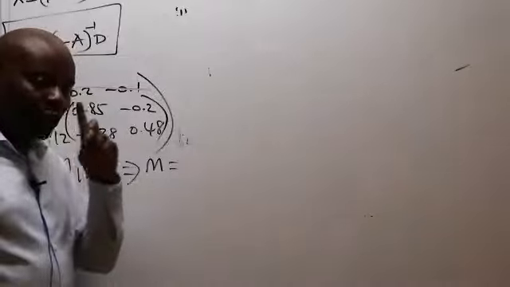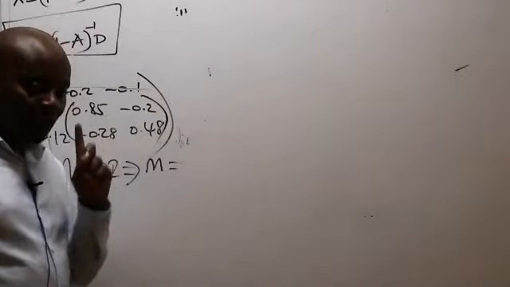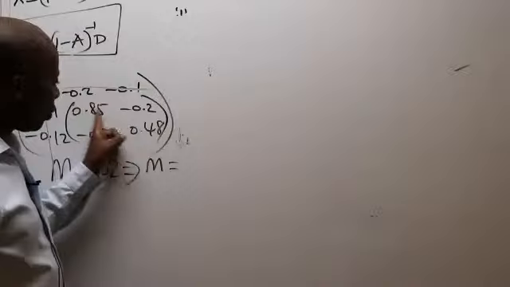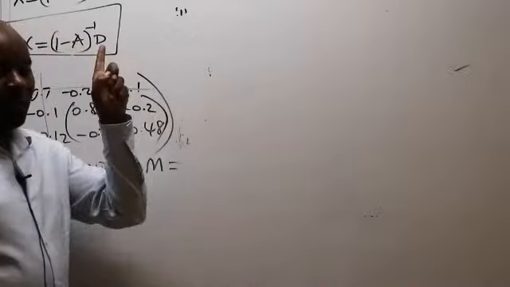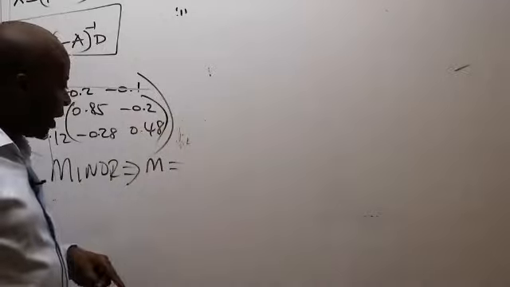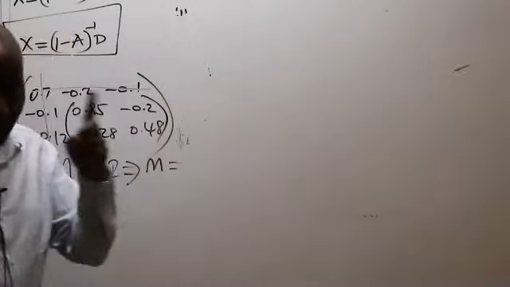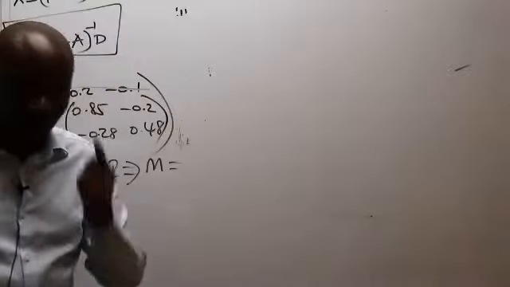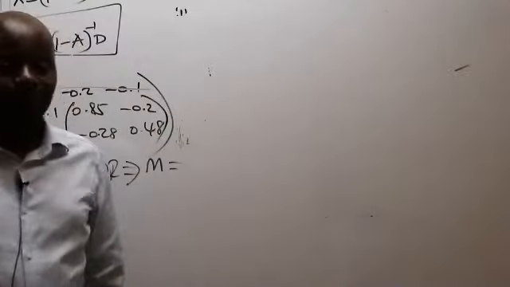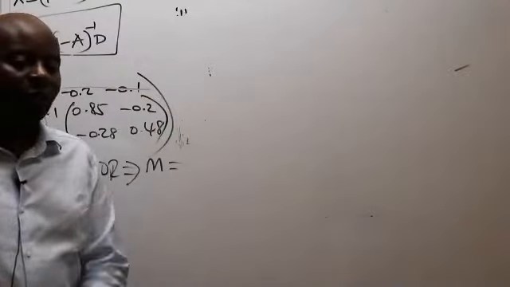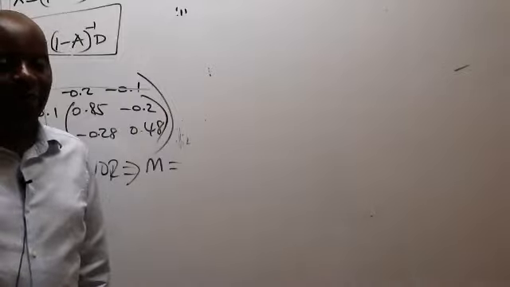Please ensure that you are doing exactly what I'm telling you. Take the product of the primary minus open brackets for the secondary. Secondary is minus 0.28 times minus 0.2. Close the brackets and give me an answer. And it has to be given to us by all of us.